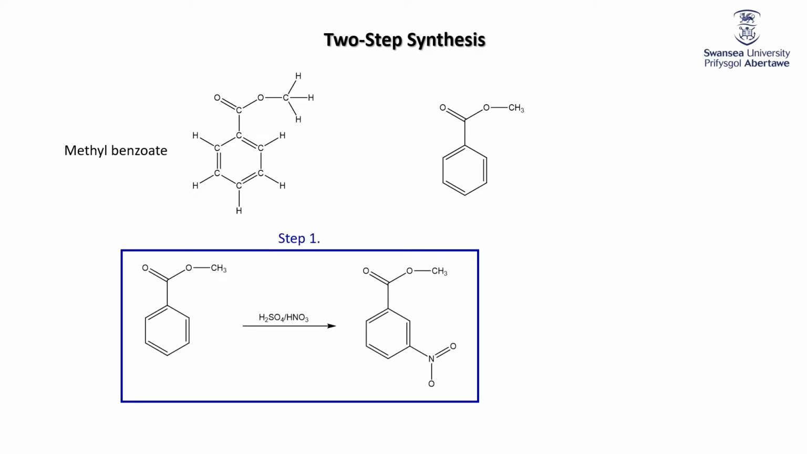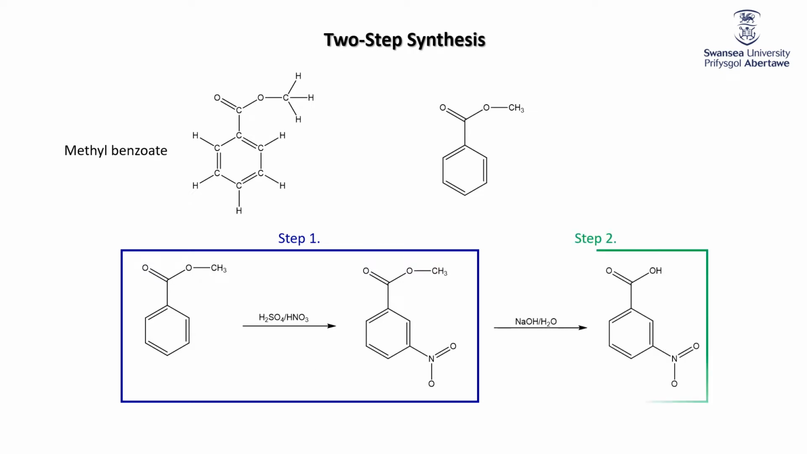So you start off in step one, you take the methyl benzoate, you react it with concentrated sulfuric and nitric acids, and that substitutes this hydrogen here for a so-called nitro group right there. And then in step two, now you've done the reaction with the benzene ring, you're going to do the reaction with the ester. React it with water with a sodium hydroxide catalyst, and you turn the ester to the carboxylic acid.